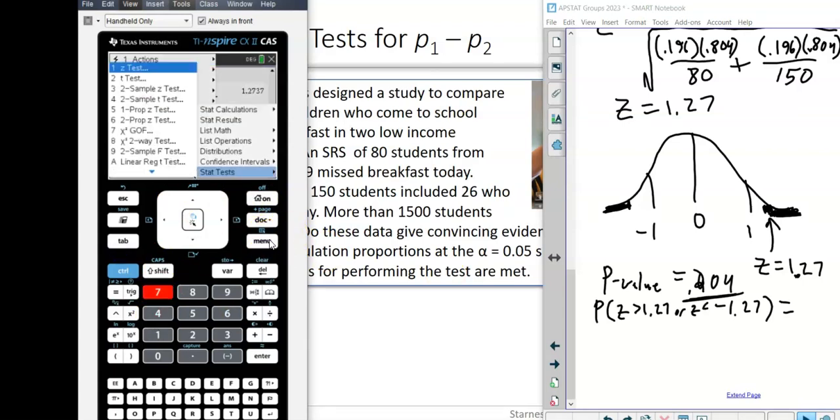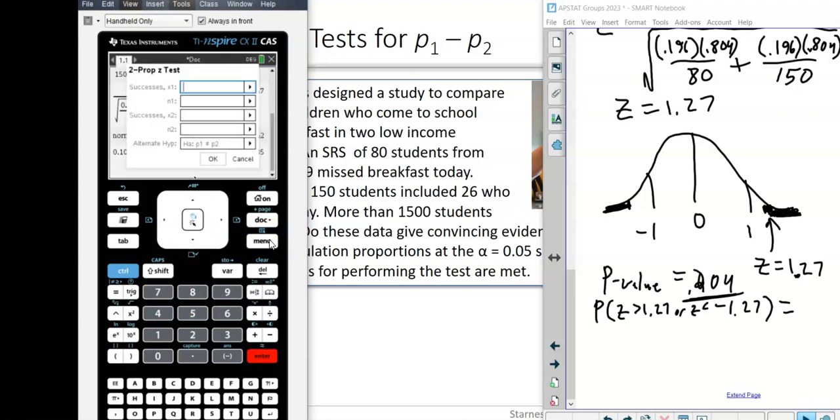6 is stat, 7 is stat test. Let me scroll down to 2 prop z test. That's the one we want. Really easy tool to use here. So it's, I think it was 19. The first one, you have to go in the same order. You want to make sure that P1 is first there. So 19 out of 80, and then 26 out of 150.